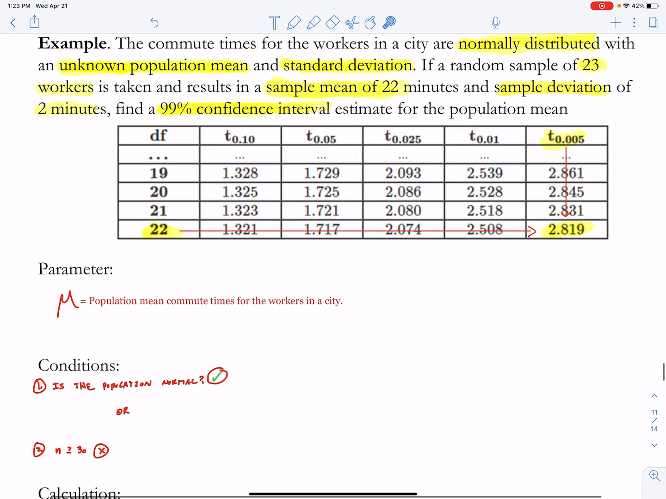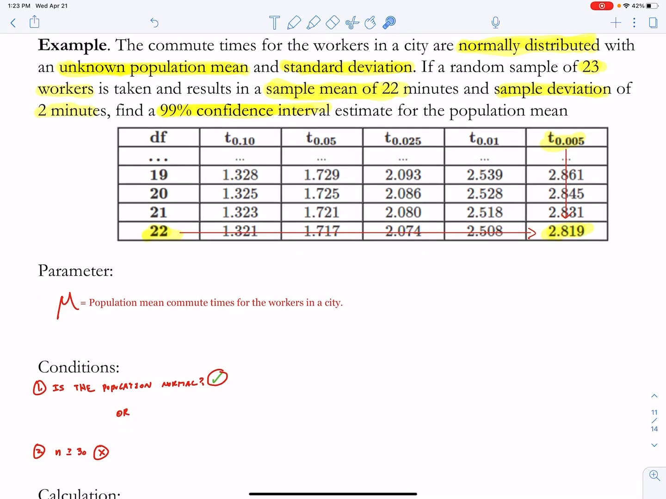So very similar to 9.1, we want to find our parameter here. Our mu is going to equal the population mean commute times for the workers in a city. So population mean commute times for the workers in the city. Okay.